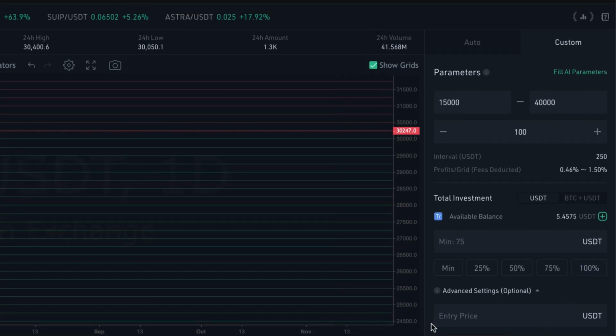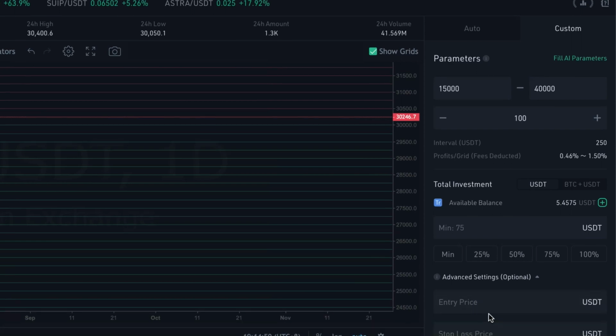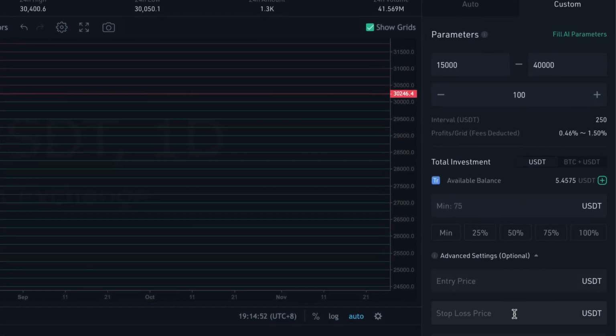The next thing you can do is set up the entry price. So if you didn't know, when you typically start one of these bots, it's going to market buy the crypto that you want, in this case, Bitcoin. It's going to market buy it right there at the price that it's at, and then go ahead and set these grid lines. If you enter an entry price, it will wait until it hits that price to go ahead and buy the crypto. The stop loss price is exactly as it sounds.